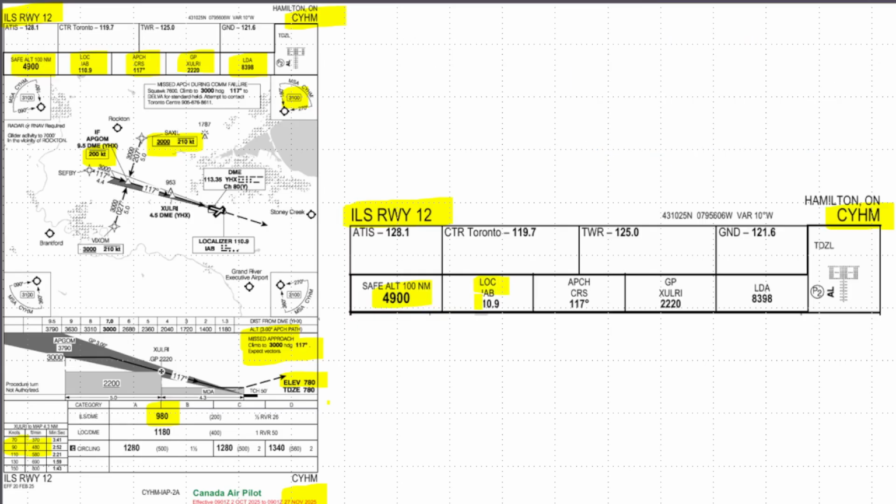And then this is the localizer, so IAB is just the identifier India Alpha Bravo, and then 1109 is the frequency that we're tuning in.